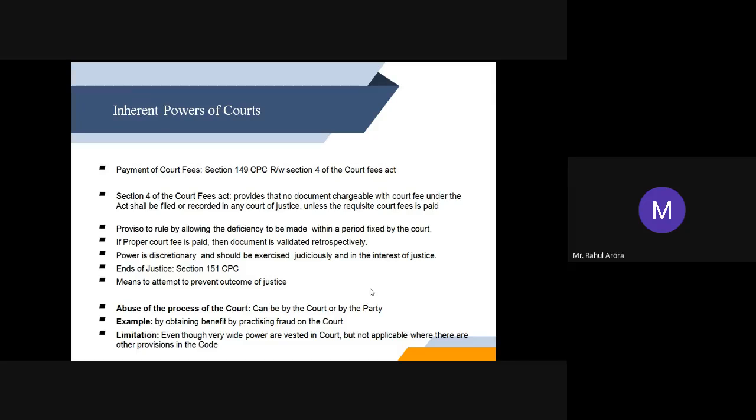In this regard, we may have to give due emphasis to Section 4 of the Court Fees Act. So, we may say that there is an interplay between the Court Fees Act as well as the Code of Civil Procedure on this point. Now, I would like to read Section 4 of the Court Fees Act. Section 4 of the Court Fees Act provides that no document chargeable with court fees under the Act shall be filed or recorded in any court of justice unless the requisite court fees is paid.